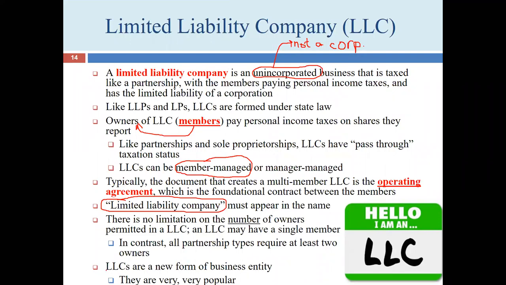LLCs are very, very popular. I don't give legal advice to students, but I will tell you that if you are starting your own business, very, very likely this is going to be a good choice for you. And so think about it. Definitely consider this as an option as you start your business. Even if you think you can start out for the first little while as a sole proprietorship, if your business has any legs at all, you're going to want to transition to something else. And the LLC is likely to be something that is worthy of your serious consideration.